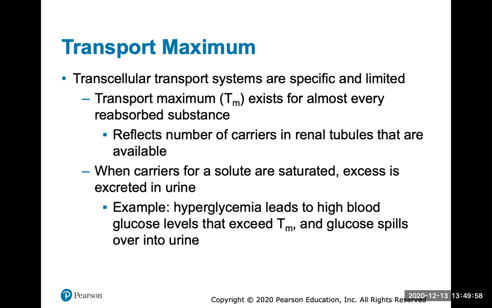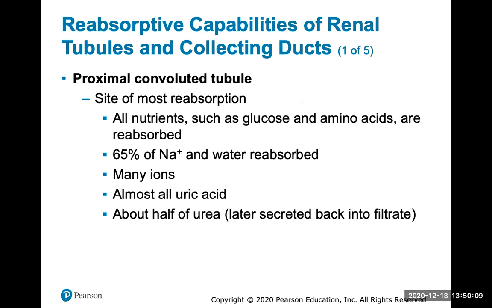So, for example, hyperglycemia will lead to high blood glucose levels that exceed this transport maximum. So glucose will actually spill over and be excreted into the urine. So glucose in your urine could be a sign of diabetes. The proximal convoluted tubule is the site of most reabsorption. So this is what I want you to focus on. Mostly everything is reabsorbed back into the bloodstream in the proximal convoluted tubule.